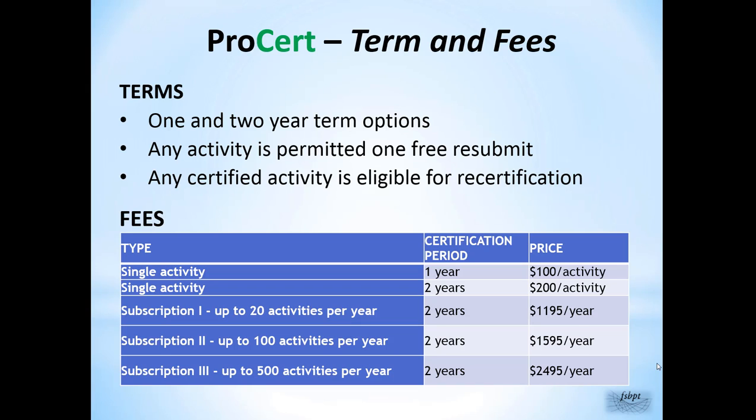And then, of course, if an activity has completed its 1 or 2 year certification term, it's eligible to be recertified. And so below, the chart illustrates the different fee options that a vendor may choose for both single activity, and then we have 3 subscription options depending on the volume or the length of the vendor's course catalog. So this way we are able to provide a choice that really meets all different vendors' varied needs.